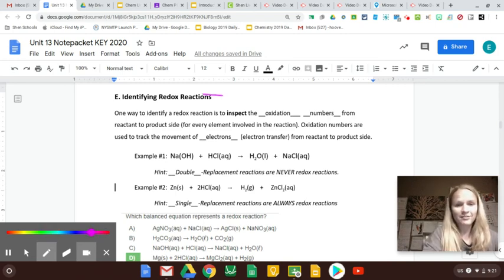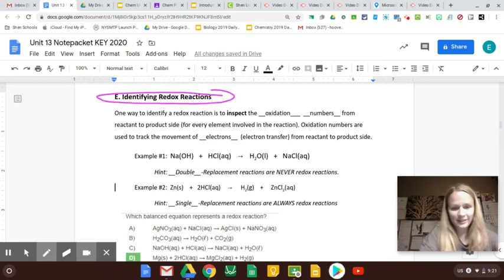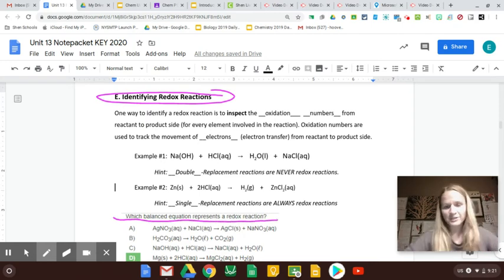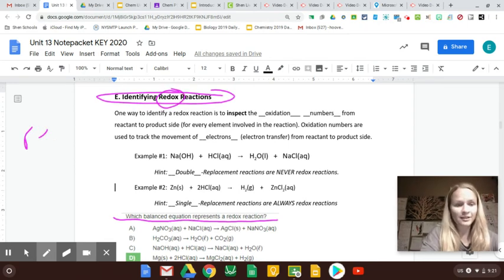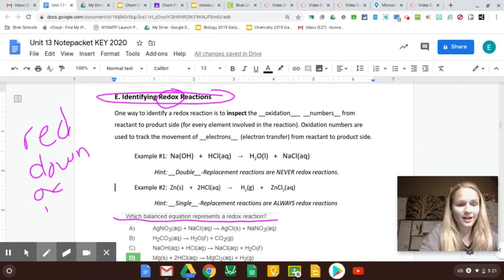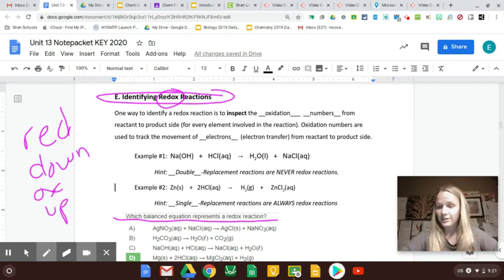Okay, so identifying redox reactions, as in, which balanced equation represents a redox equation. So how do you know if you're looking at a redox equation? Well, redox: did something get reduced down and did another thing get oxidized up? Did those two things happen? Then it's a redox reaction, because not everything is. So an example of something that's not is this.